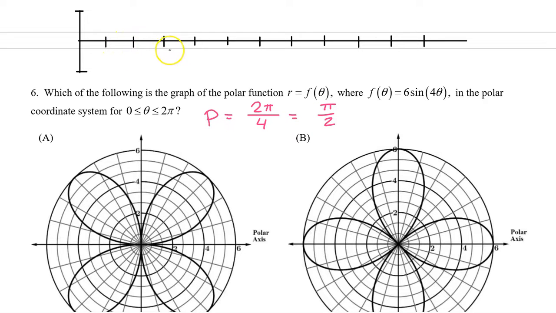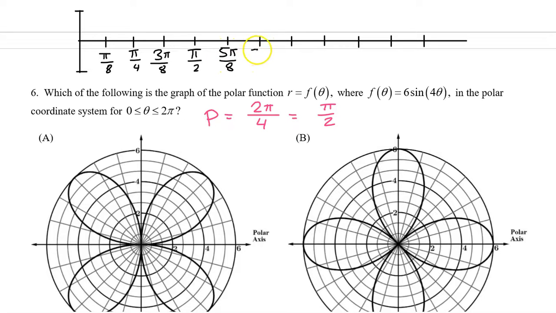The period always ends at the 4th mark. So I'm going to put a pi over 2 right here because that's the period. And then half of that would be pi over 4. And half of that would be pi over 8. Now I can count by pi over 8 to find more values of theta. This is 1 pi over 8, 2 pi over 8, 3 pi over 8, 4 pi over 8, 5 pi over 8.